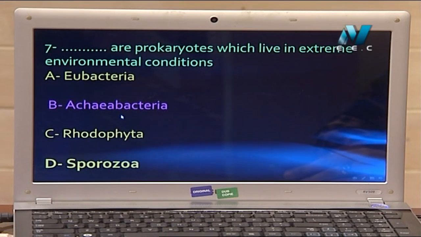Here is the very important difference between eubacteria and archaeobacteria. Eubacteria are found everywhere, remember, everywhere, inside or outside the living organism. But archaeobacteria, this time, live in the extreme environmental condition. We call them, kids, the ancient bacteria; they live in abnormal conditions.